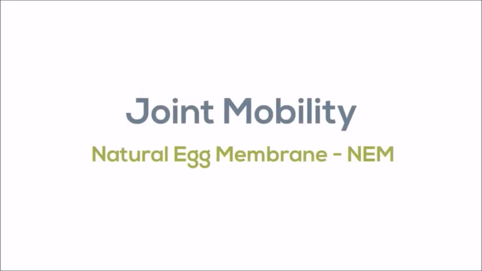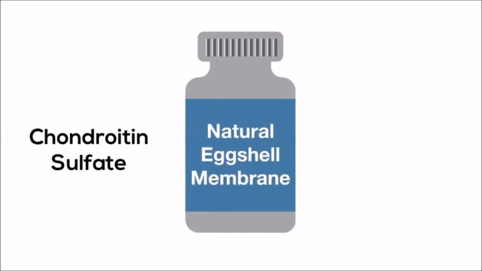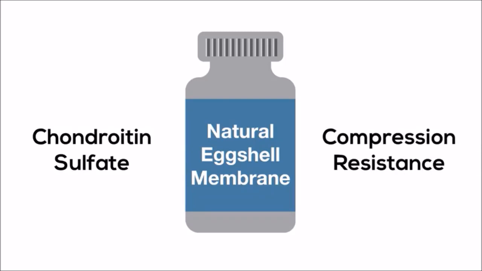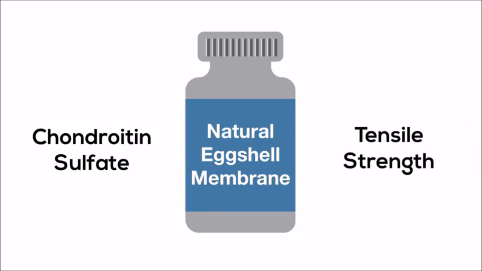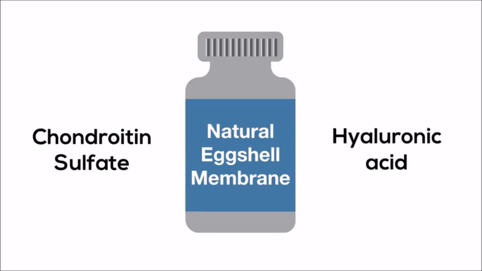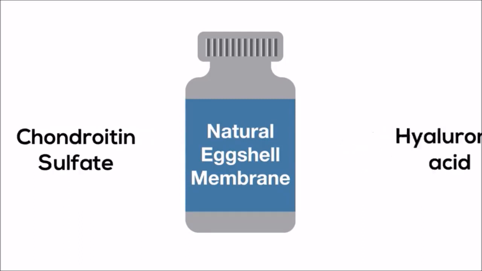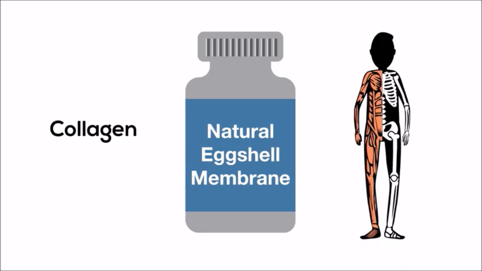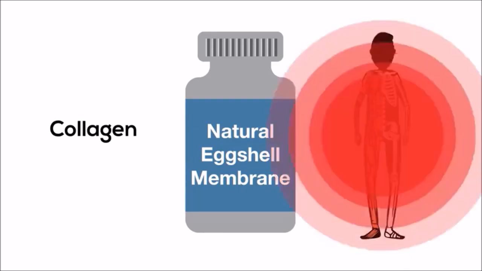Natural egg membrane, or NEM, contains chondroitin sulfate, which, as we've seen, supports cartilage matrix, provides resistance to compression, and contributes to tensile strength of cartilage, tendons, and ligaments. Hyaluronic acid, which is a major component of cartilage and provides cushioning of synovial fluid. And collagen, which is the basis for joint cartilage, providing tensile strength to the tissues.